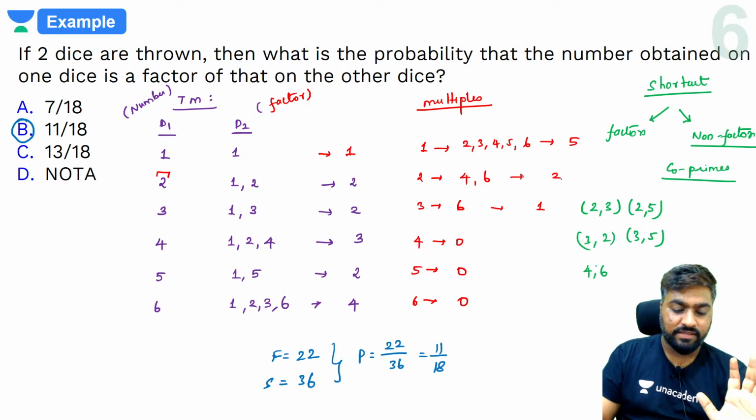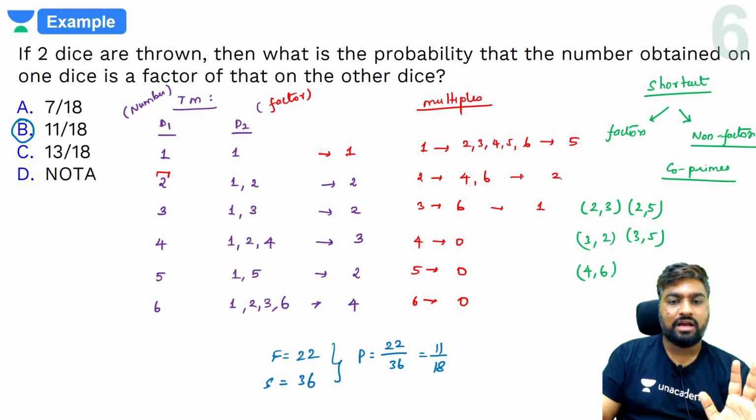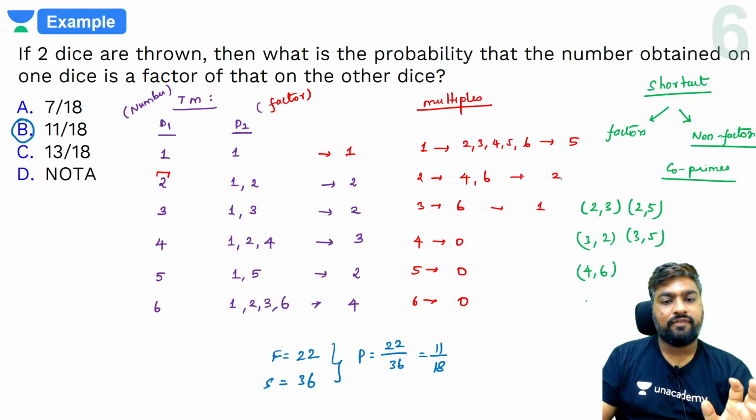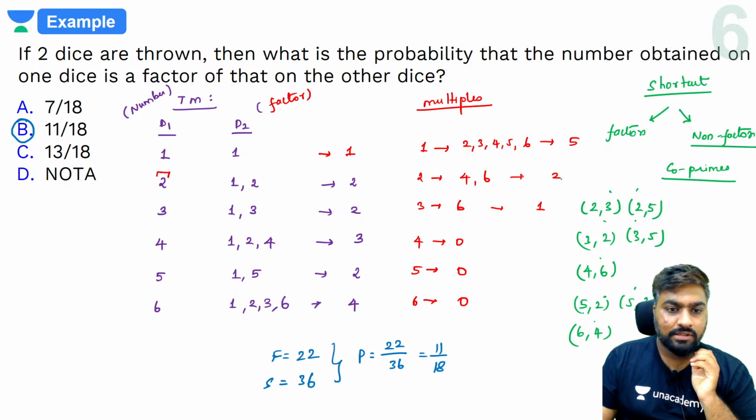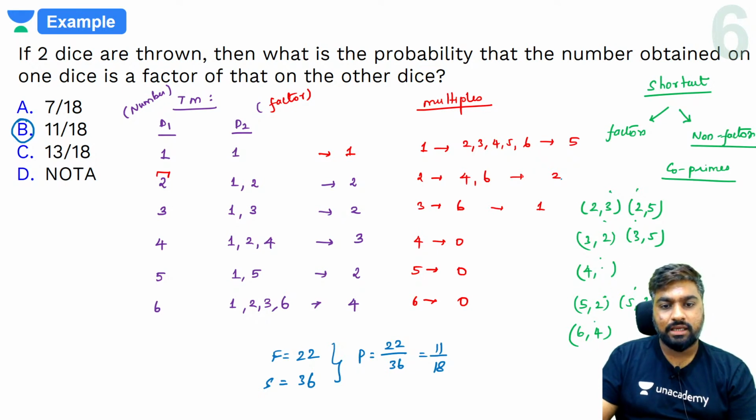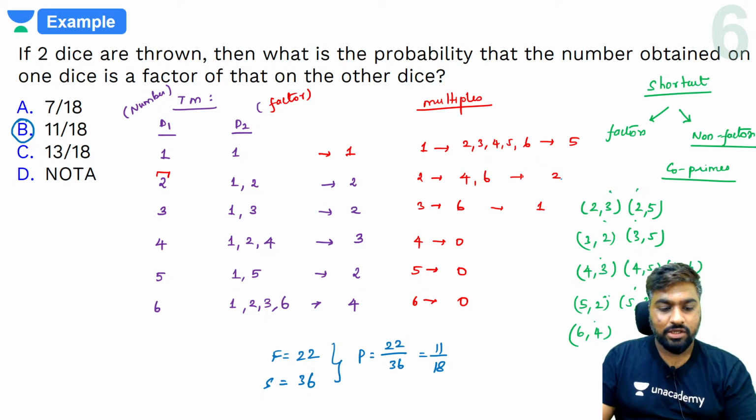4 is not a factor of 6. Yes, so we will consider 4,6. Yes, what about 5 now? 5,2. Yes, 5,3. Yes. Then you have 6,4. That's it. So how many terms are there? 1 2 3 4 5 6 7 8. Why are 8 coming? We should have 14 terms. Sorry, 4,6, 4,3. Sorry, 4,3, 4,5, 4,6. Sorry.